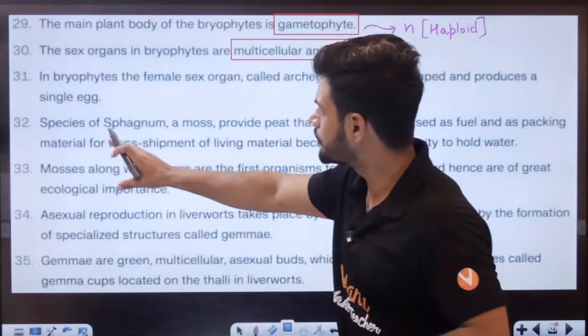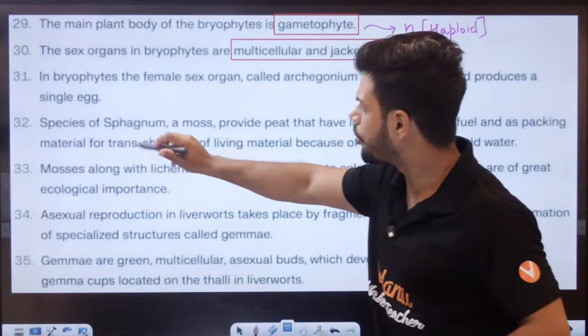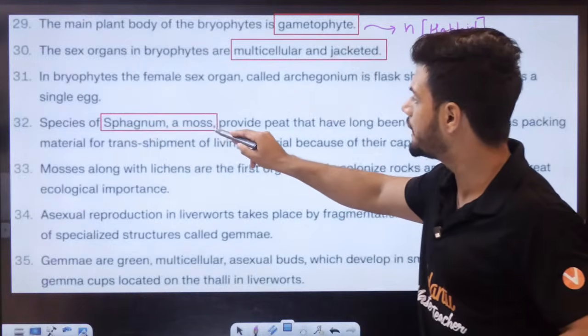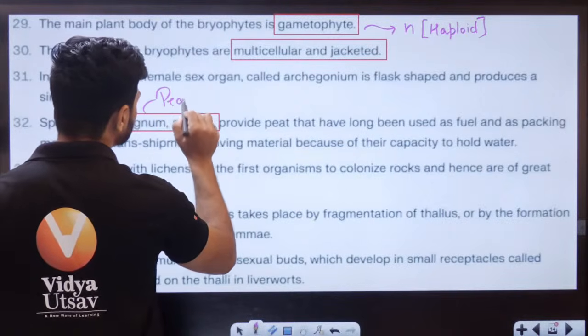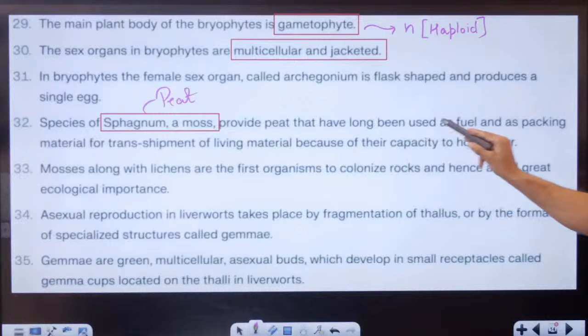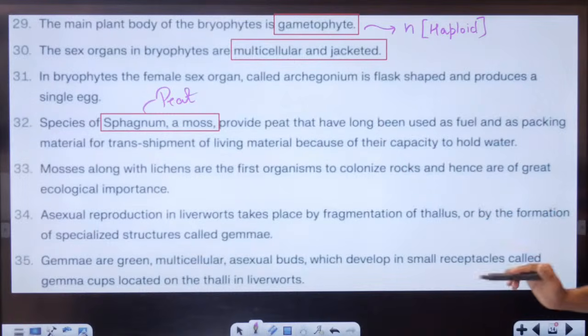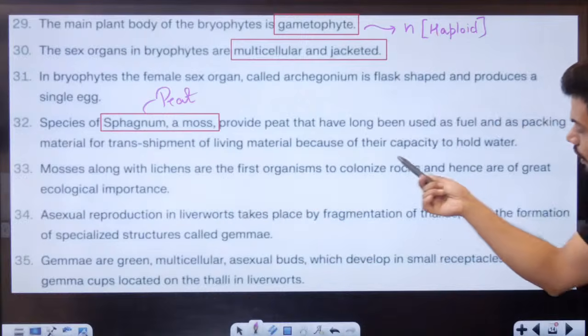Okay? Now, examples, students. The species of sphagnum, also called peat moss. Peat moss provides peat that has long been used as fuel and for packaging. Mosses along with lichens are the first organisms to colonize bare rock.